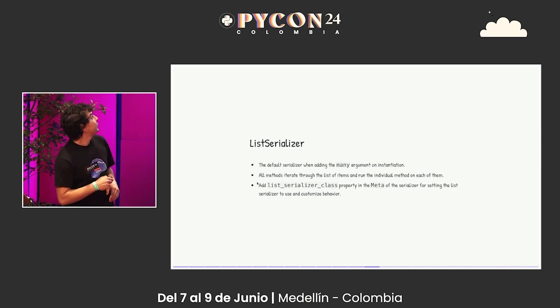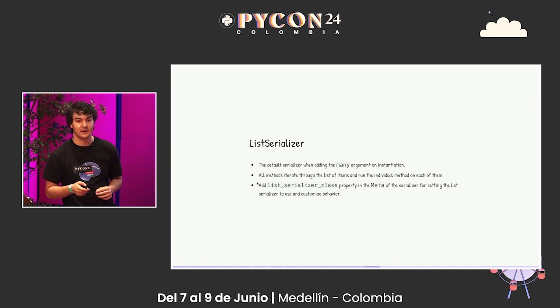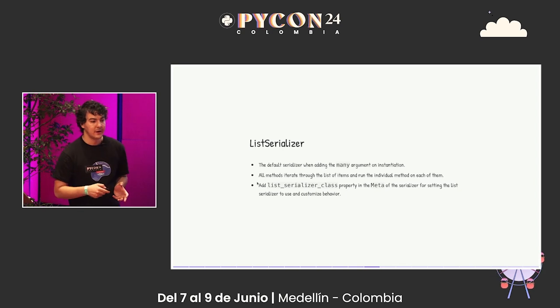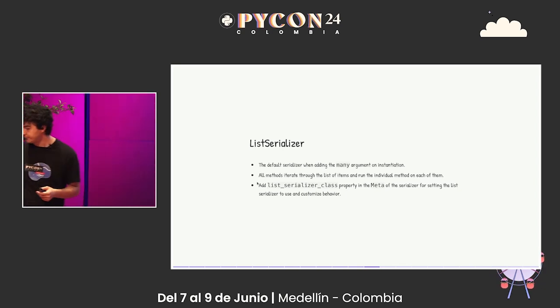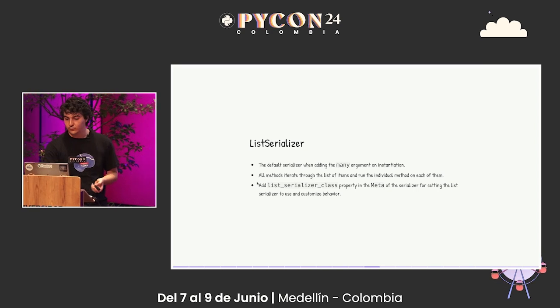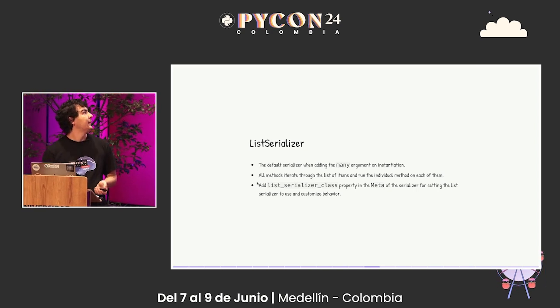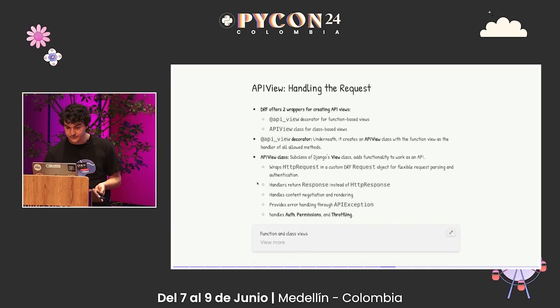If you want to modify this, maybe for performance, you prefer to bulk update instead of updating each and every one of those, you can add the list serializer class to the Meta in the serializer. This will make it so that here you can point to another class that you want to use as the list serializer. So instead of implementing the default serializer, you would go to the one that you want, and you can then customize the behavior.